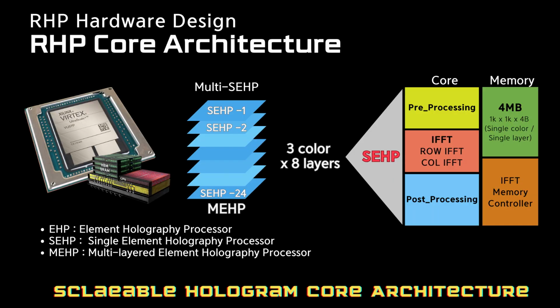Let's take a look at the RHP hardware structure. First, the RHP core structure. The single-element holography processor, SEHB, which processes single-layer CGH, consists of a processor core and a memory core. The RHP core is a SEHB scalable structure, and the number of layers that can be processed is determined by factors such as frame rate and FFT size. RHP has a total of 2448 SEHB cores in 3 colors and an 8-layer structure.